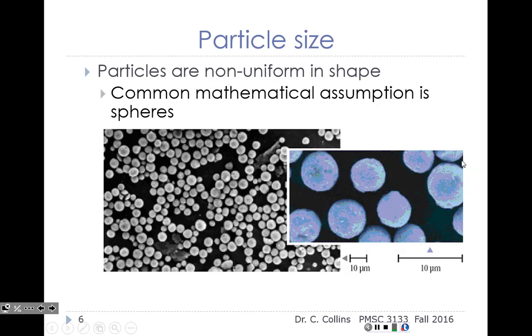So particles are non-uniform in shape, although we generally assume they're spherical. These actually look pretty good for the most part, though we see some chunks of material in here. And we also see a range of sizes. So here's a small one next to a fairly large one, but most of them are somewhere in between those two. So that's where the average would probably be.